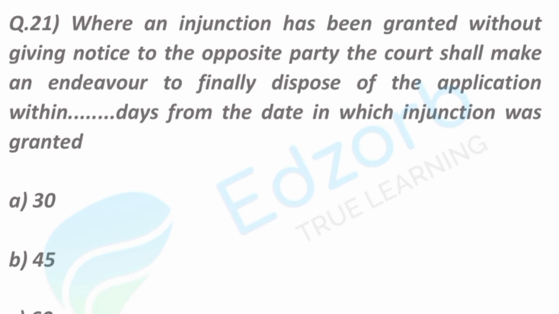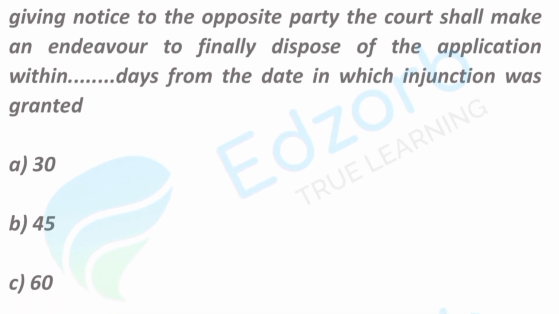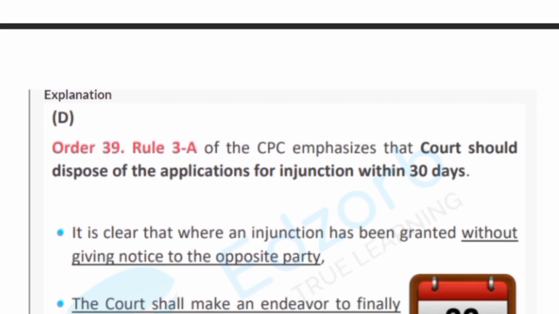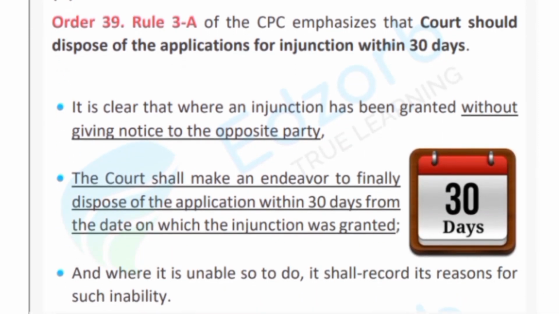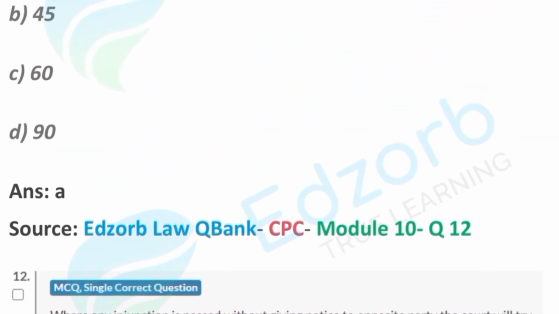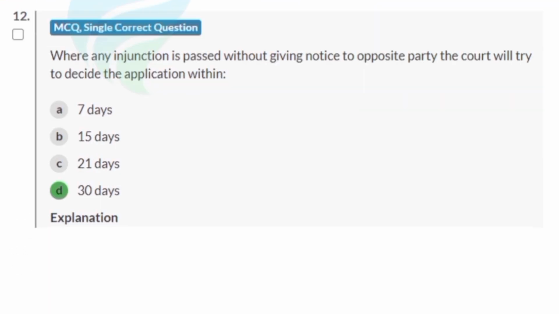So the question number 21 is concerned with ex parte injunctions. Now Order 39 Rule 3A के according, अगर एक कोर्ट ex parte injunction देती है किसी को, तो that court shall endeavor कि इस इंजंक्शन एप्लीकेशन को 30 डेज में फाइनली डिस्पोज कर दिया जाए. सो यहाँ पर आपको ऑप्शन ए लगाना था, जो कि एक डायरेक्ट आंसर था स्ट्रेट फ्रॉम Order 39 Rule 3A.